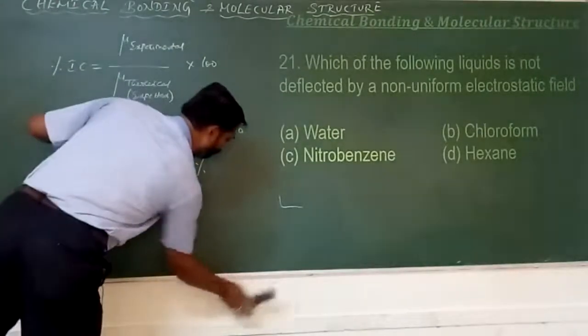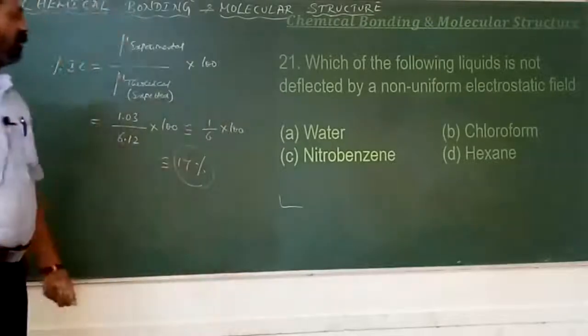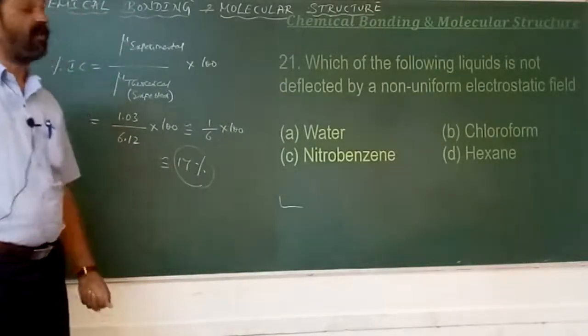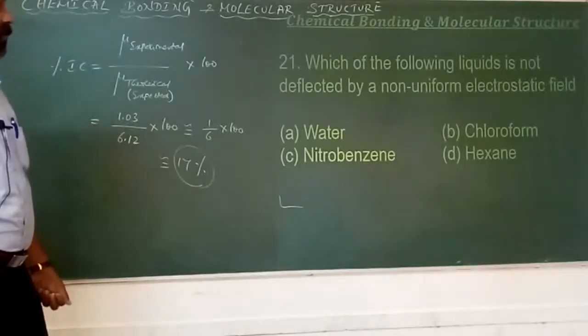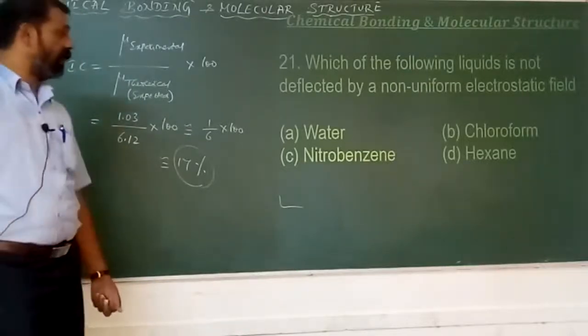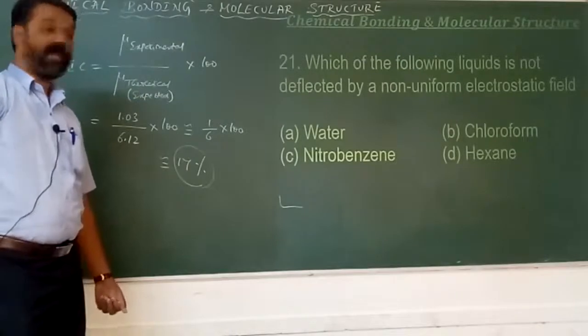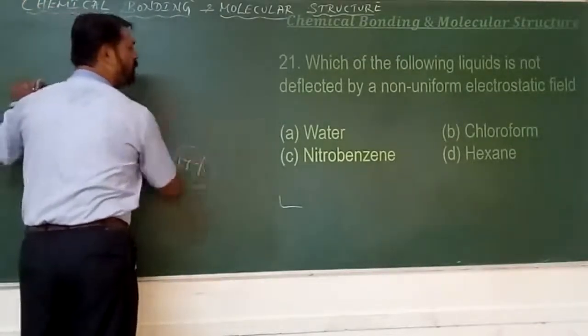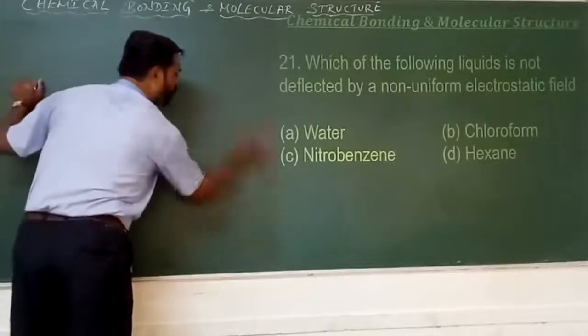Which of the following liquids is not deflected by a non-uniform electrostatic field? Water, chloroform, nitrobenzene, and hexane. So why? When the molecules get deflected, can any liquid be deflected?